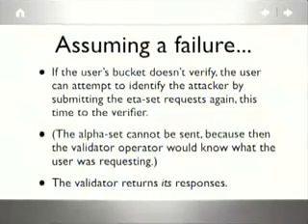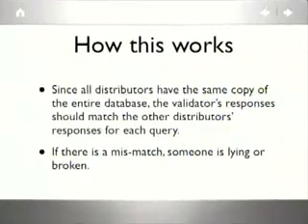So, jumping back here, we can't just simply send the alpha set to the validator because then the validator is going to know what you're requesting. So we have this second set, and this unfortunately doubles our bandwidth, but we had some room there. So we send the ADA set up, and the validator returns its responses. The validator's responses should be identical to the distributor's responses because you could send the same query to each distributor, and it should be identical for each distributor because they all have the same copy of the database.